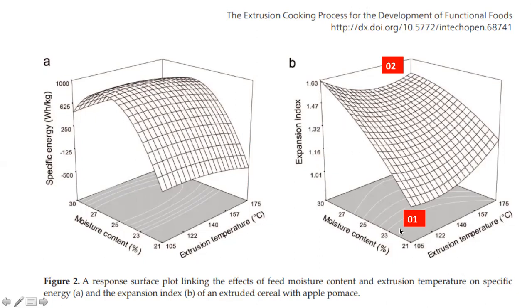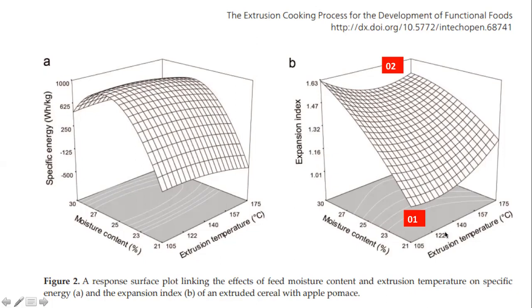And here to here, from this end to this end, it means when we increase the moisture content at a unique temperature, around 105, and we increase the moisture content of the dough mixture, then what happened? From here to here, expansion index has been increased. At low temperature, we maintain the low temperature here and increase the moisture content of the dough mixture. Then what happened? Ultimately, expansion index also increased.